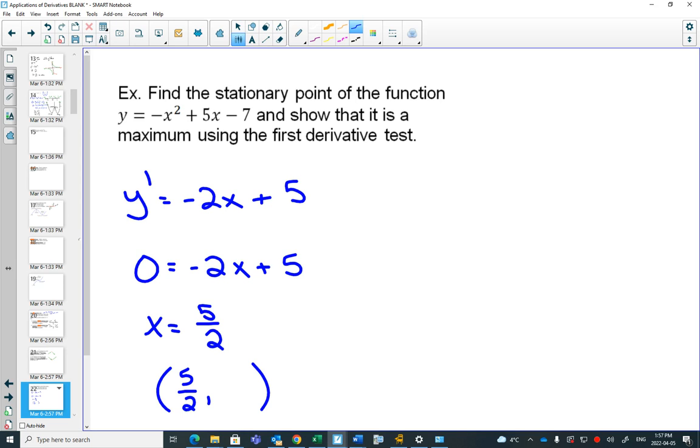How do we find the y-coordinate? Well, since that's a point on the actual parabola, how do you find points on the parabola? You're going to have to plug in 5 over 2 for x. So can you see that you would have, just mental math here, plugging in 5 over 2, you get negative 25 over 4 plus 25 over 2 minus 7. So what is that going to be? 25 over 4 is 6 1/4, minus 7, negative 3/4.